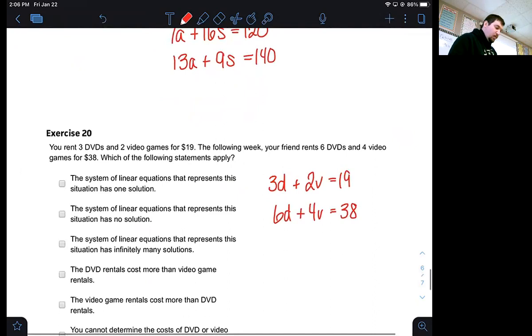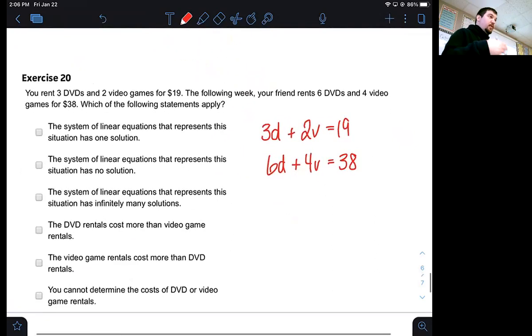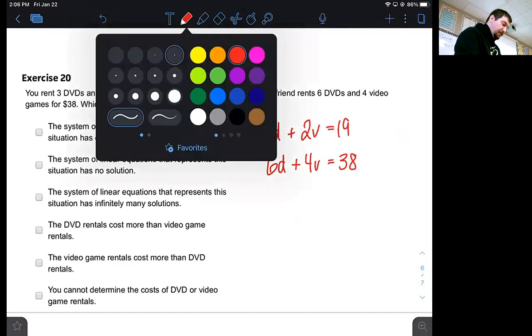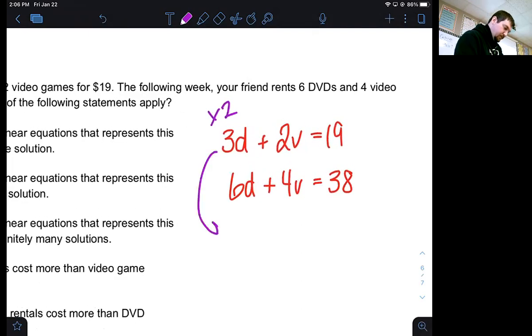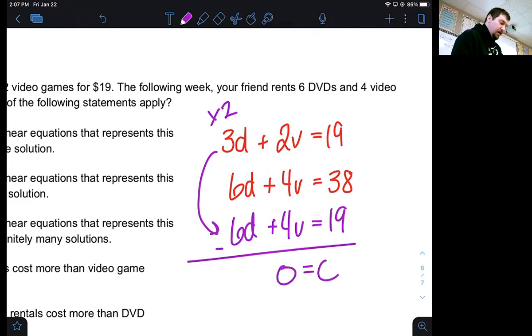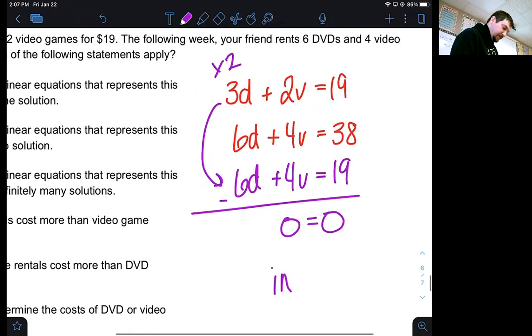It says, which of the following statements can apply? Well, in order to apply it, I'm going to have to try to eliminate something here. I noticed that if I multiply the top equation by 2, not only do the D variables line up, everything's the exact same. Or by -2, if you want to do -2. So when I add or subtract, however you want to do it, I'm going to get 0 equals 0. And what kind of answer would that give me? Infinitely many.